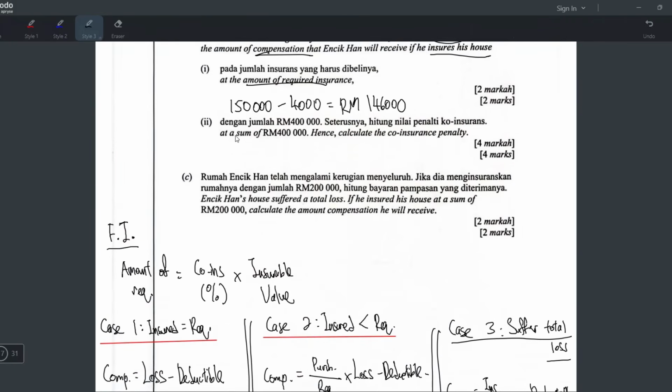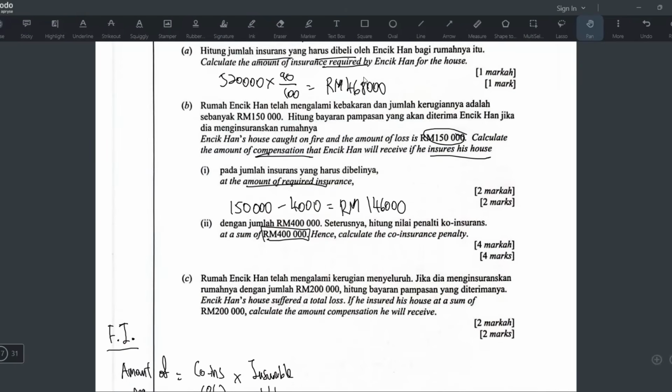Okay, let's do 2. If he insure his house at a sum of 400,000, but the required is 468,000. Tapi dia beli 400,000.